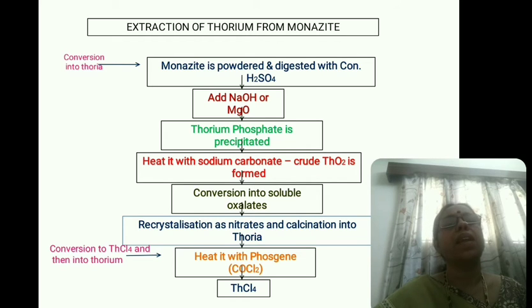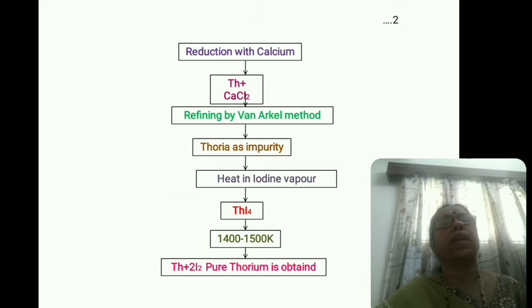For that, we are converting this thoria into thorium tetrachloride by adding phosgene. So we are going to heat this thoria with the phosgene to get thorium tetrachloride. Then, doing reduction with calcium, thorium tetrachloride is converted into thorium and also calcium chloride. Again, this thorium also contains some impurity. Actually, here the impurity is our thoria, that is thorium oxide. So we have to remove this thorium oxide to get pure thorium metal.